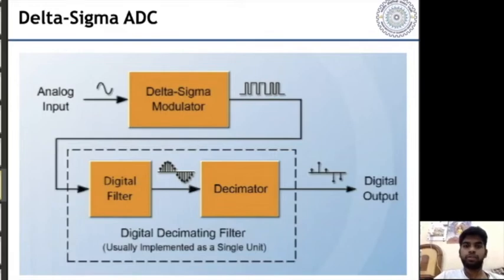Now we can come to the delta sigma ADC. Here you can simply see a flowchart of the delta sigma ADC, where an input analog signal is given to the DS modulator, after which we get a digital signal in the form of 0 and 1 digits, which passes through the digital decimator filter.